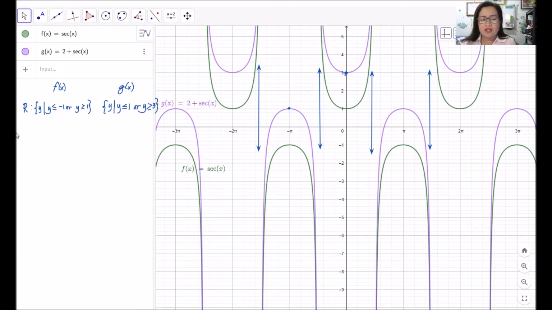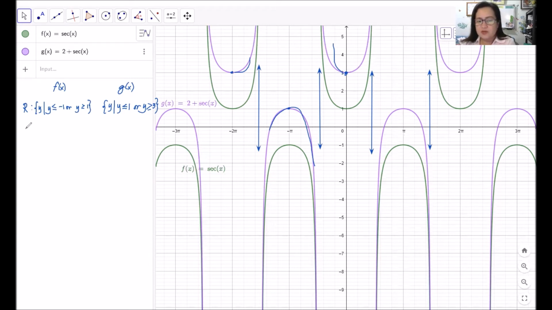Amplitude is still not defined. What about the period? Was there a change in the period? No. Okay, we still have 2 pi. So if we trace the complete curve here, from negative 2 pi to 0, the period is 2 pi.